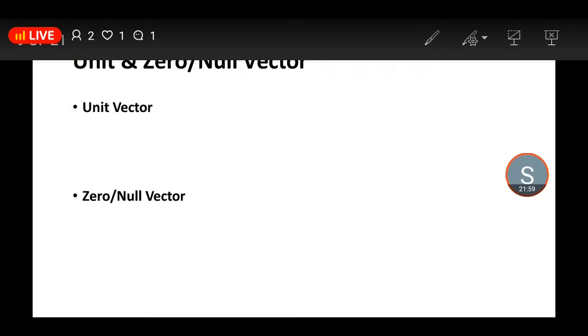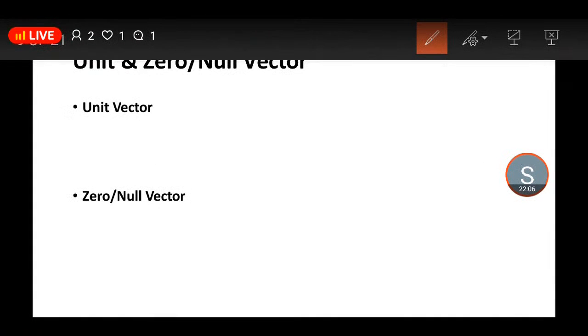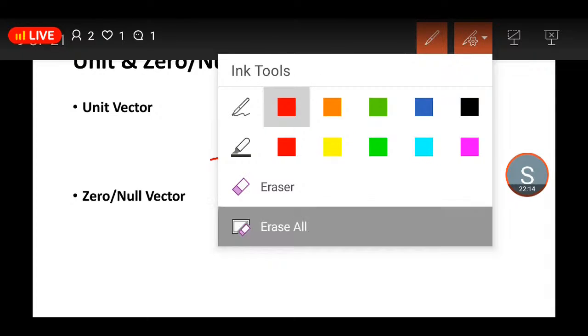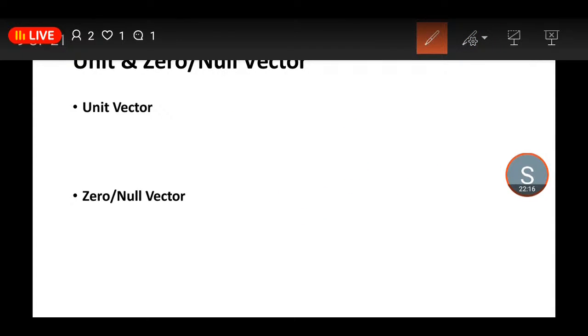It means you do not have any direction, and it cannot be specified. If your mother asks you to go from here like this, something and all, you cannot do anything. At that time, in an unspecified direction, you cannot make out the direction, so the vector is called zero vector or null vector. It is usually represented as 0 with an arrow on the top. It is called zero vector.